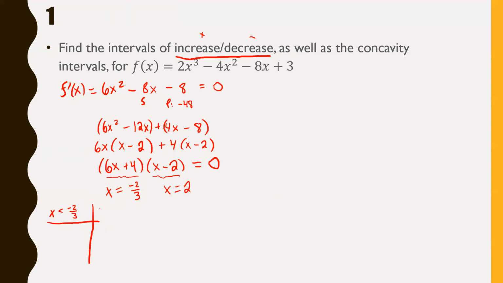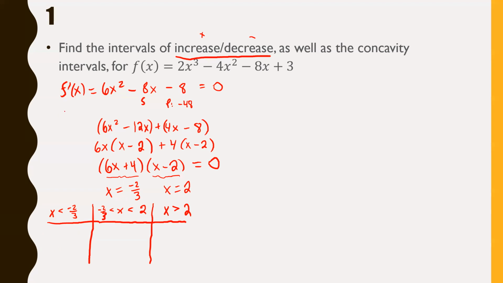So between these 2 points, -2/3 is less than x, which is less than 2. That's my in between. And then we have our biggest one, which is going to be bigger than your greatest critical point. So x must be greater than 2. Now, in each of these intervals, you just pick any point that satisfies this condition and you plug it back into your derivative expression.